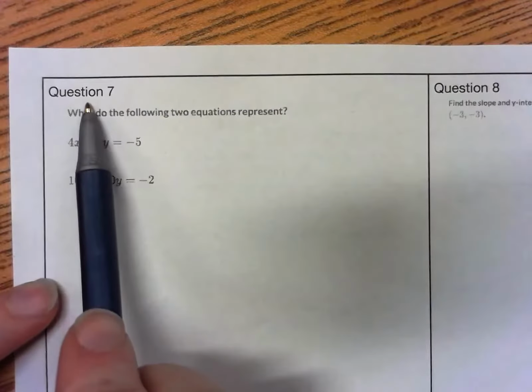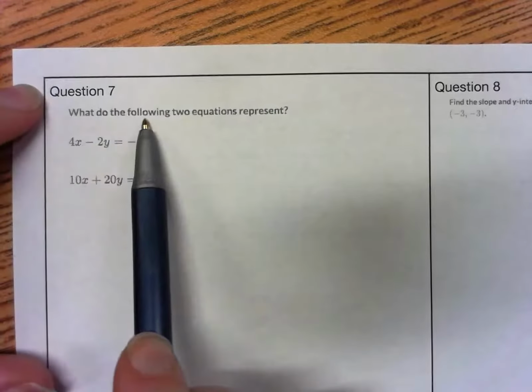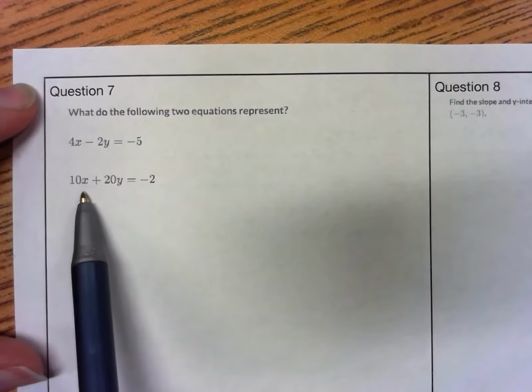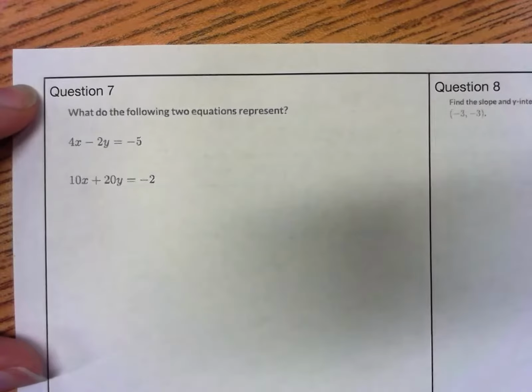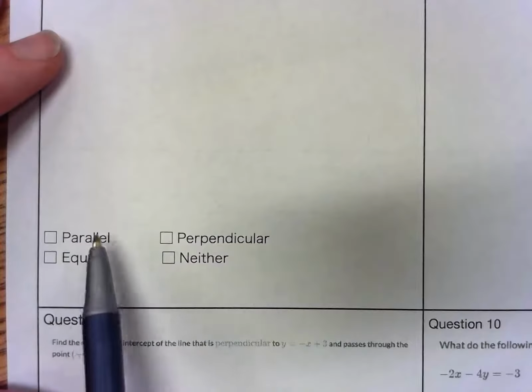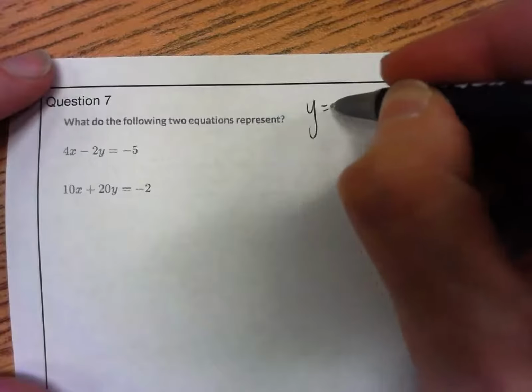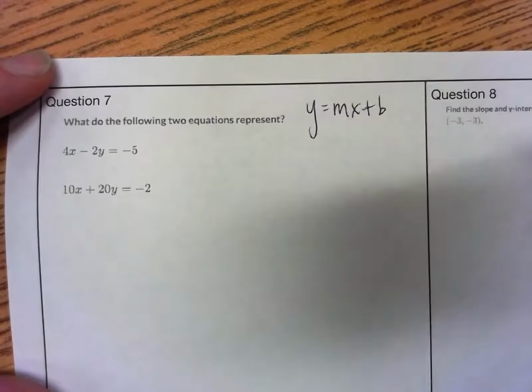This is question number 7 on the study guide. The question says, what do the two following equations represent? We have 4x minus 2y equals negative 5 and 10x plus 20y equals negative 2. So in order to figure out if these are parallel, perpendicular, equal, or neither, we first need to turn them into y equals mx plus b format.